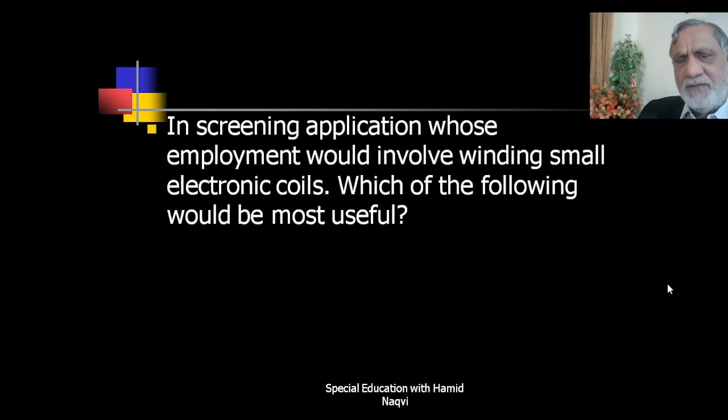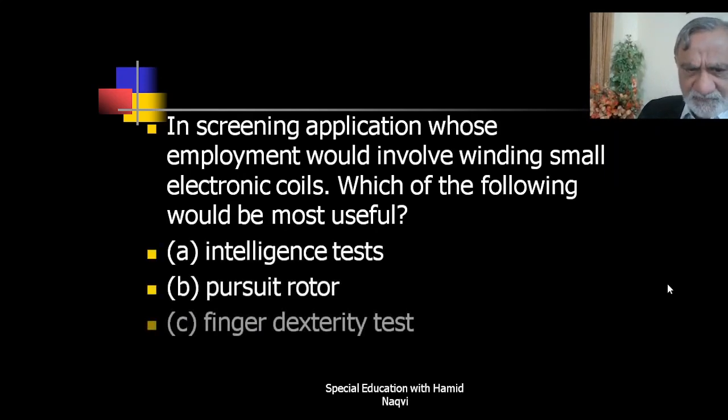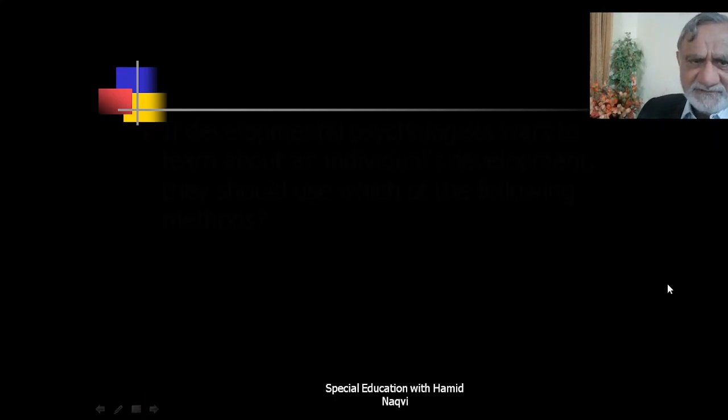In a screening application whose employment would involve winding small electronic coils, which of the following would be most useful? Intelligence test, pursuit rotor, finger dexterity test, or electrical knowledge test. Correct one is C, that is finger dexterity test.